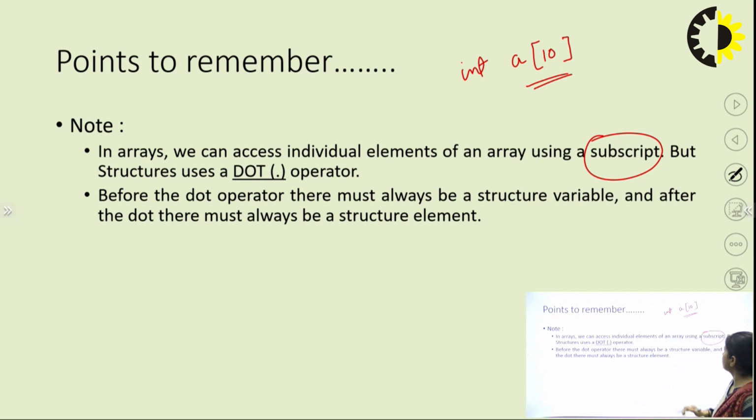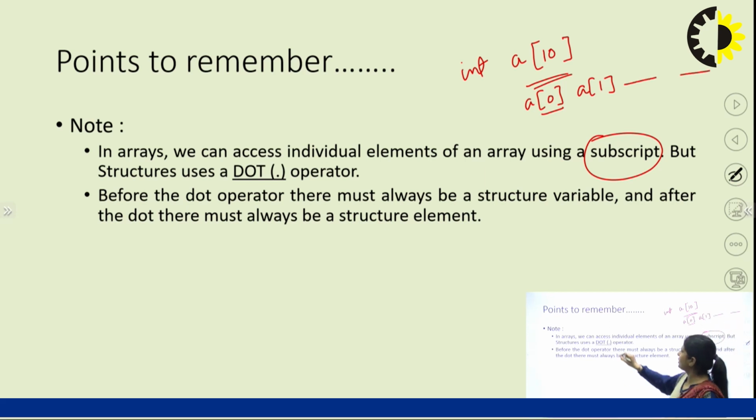So how can we access them? With the help of a subscript. Suppose I want to access the first element of this array, I can write A[0], because indexing starts with 0 in C. So we can write A[0] to access the first element, A[1] for the next, and so on, right?